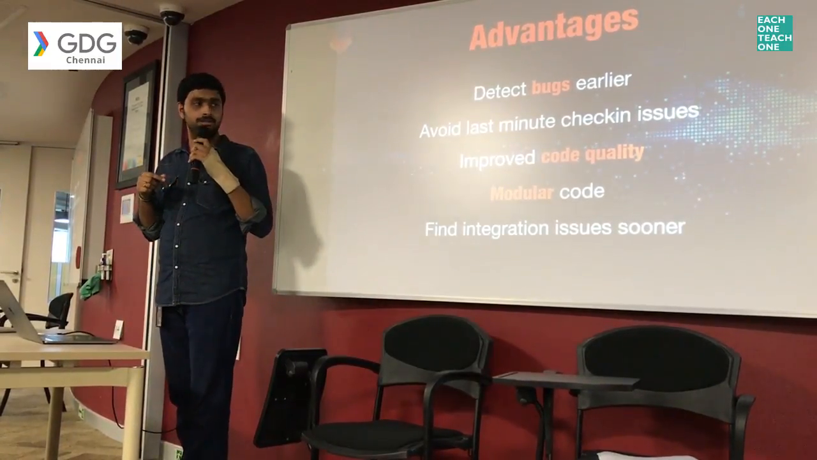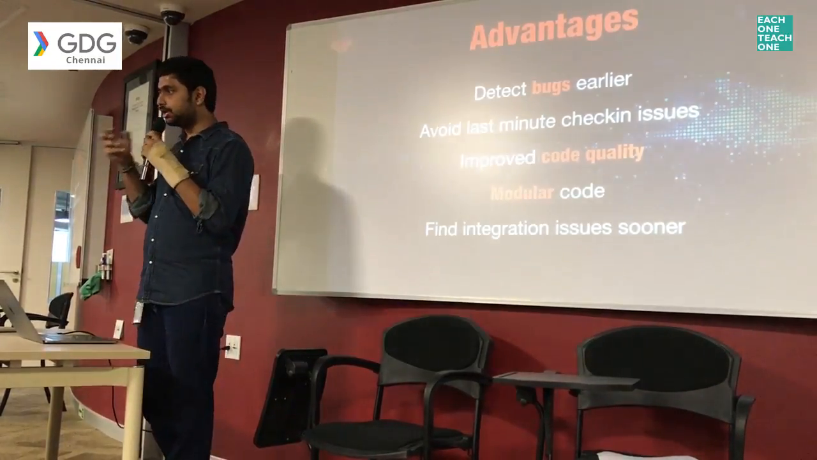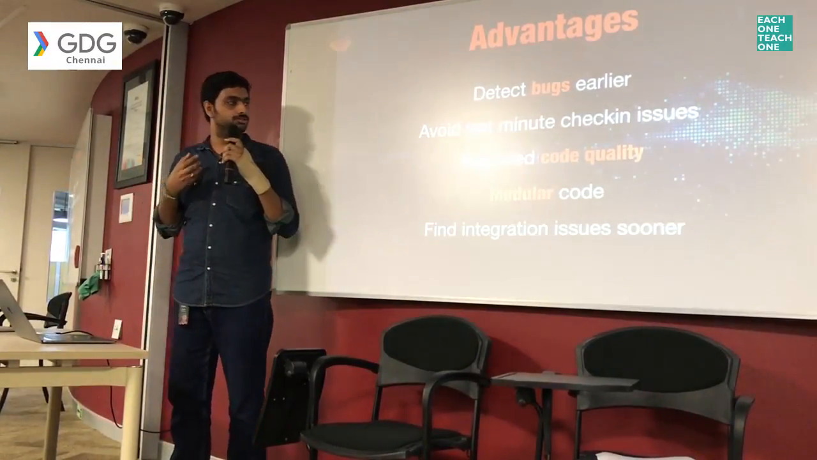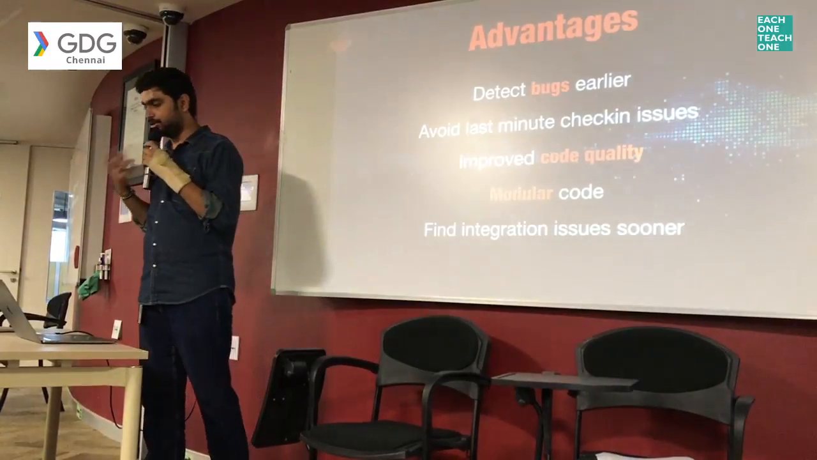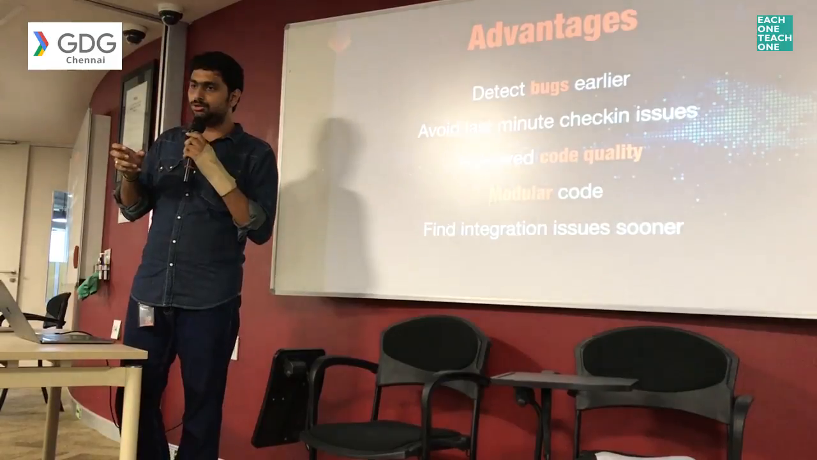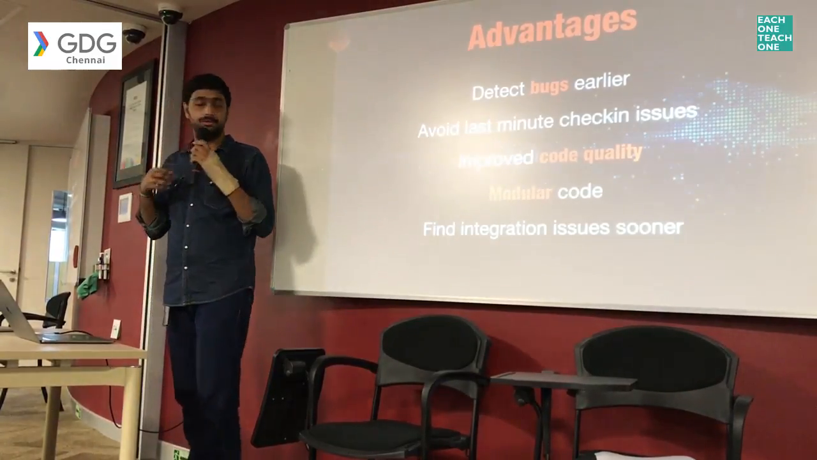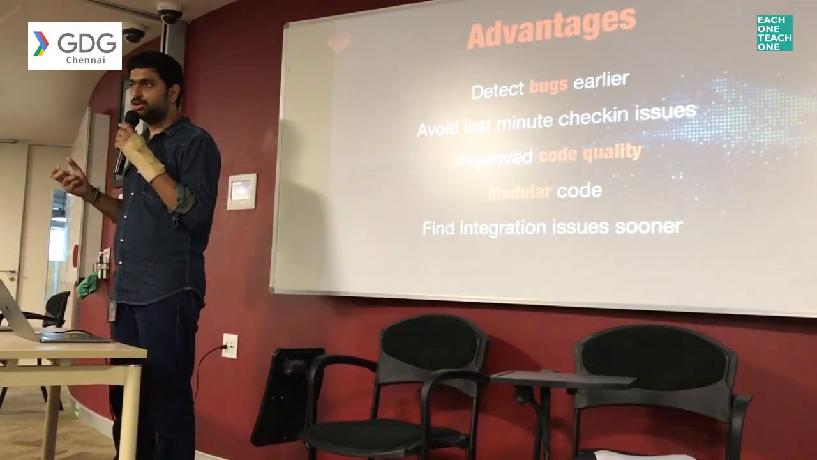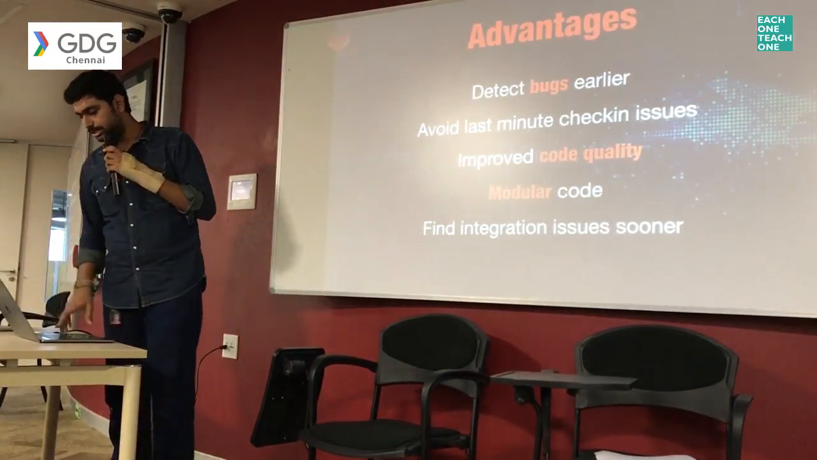And since you have to commit workable code every time, your code becomes modular. So modular code is what we actually speak a lot about now. And since every commit that you do to the master branch should be workable code, by default you will commit modular code and your code base will become much cleaner.